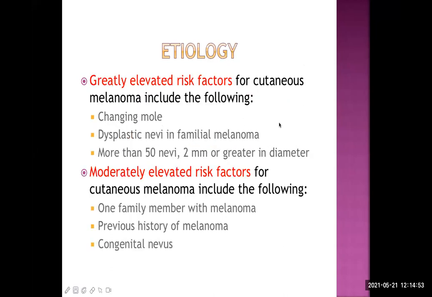Some other risk factors which greatly elevate the chances of development of melanoma are a changing mole. Changing mole means a change in the size of the mole. The mole is getting bigger than before. The color of the mole is changing. We are going to talk about that a bit later. This is an important point. Dysplastic nevi in familial melanoma, and more than 50 nevi which are 2 millimeters or greater in diameter. So the total number of nevi is more than 50, and the size is greater than 2 millimeters. That is a definite risk factor for the development of melanoma.